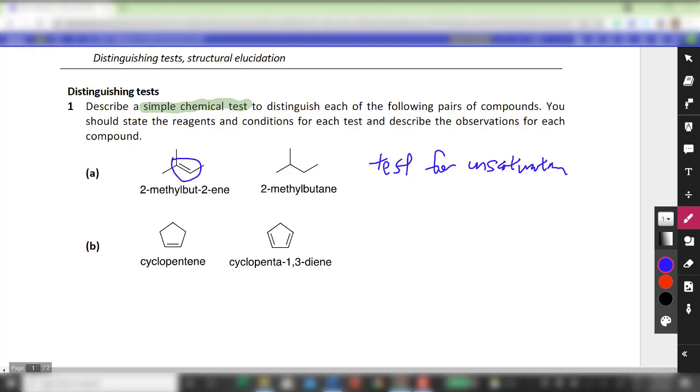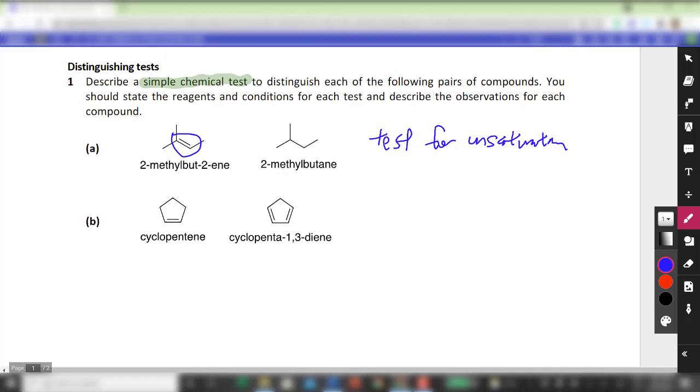When you add aqueous bromine to 2-methyl-but-2-ene, you expect the yellow-orange aqueous bromine to decolorize. And for 2-methyl-butane, it will remain yellow-orange. Remember that when you are writing the results for a distinguishing test, you're not supposed to write things like it didn't change or nothing happens. You are supposed to indicate the color of the reagent which you have added. So in this case, aqueous bromine, for the alkene, it will decolorize. For 2-methyl-butane, it will remain as yellow-orange.